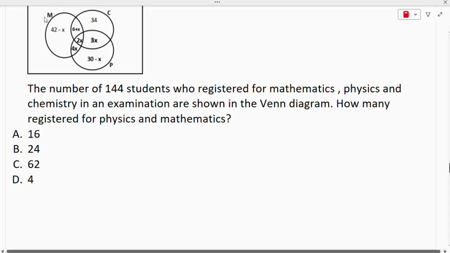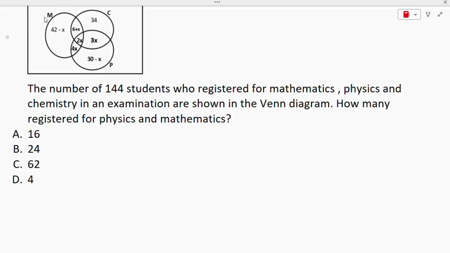Now from the diagram, we have that 42 minus x students registered mathematics, 34 registered chemistry, 30 minus x registered physics, 6 plus x registered both maths and chemistry, 2x registered all the subjects, 3x registered chemistry and physics, 4x registered maths and physics. So the first thing we want to do is to look for the value of x. So all we have to do is to sum everything together.